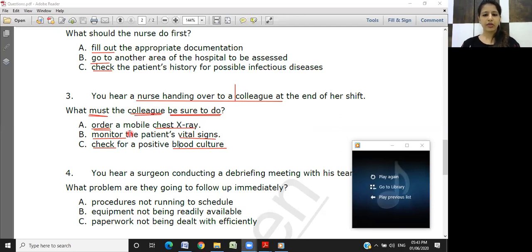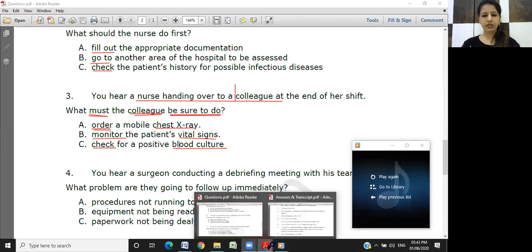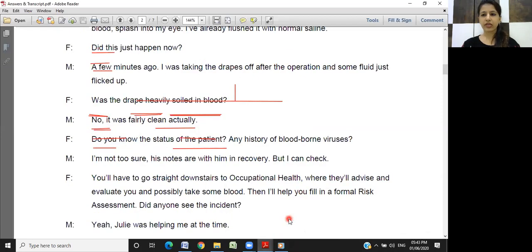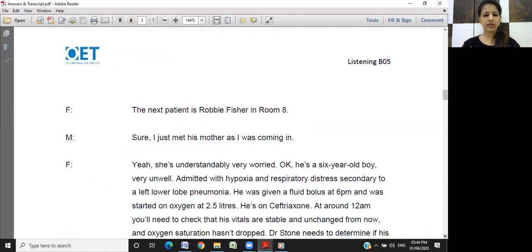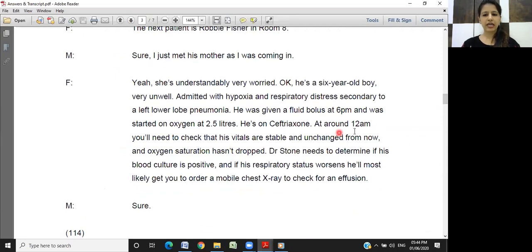Okay, yeah. So now let me explain you with the transcript. How can we finalize the answer here? So if you can see here, they mentioned that at 12 a.m. you will need to check that his vitals are stable and unchanged. So this is something colleague has to do.